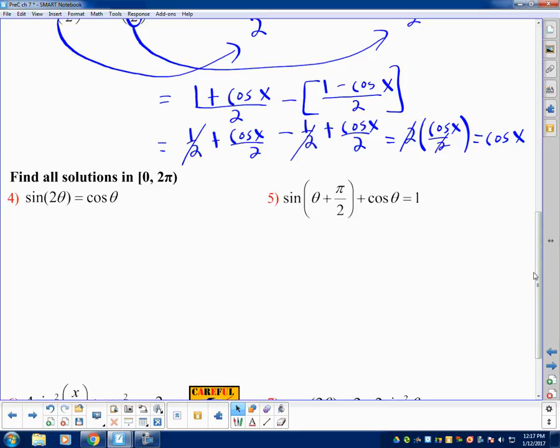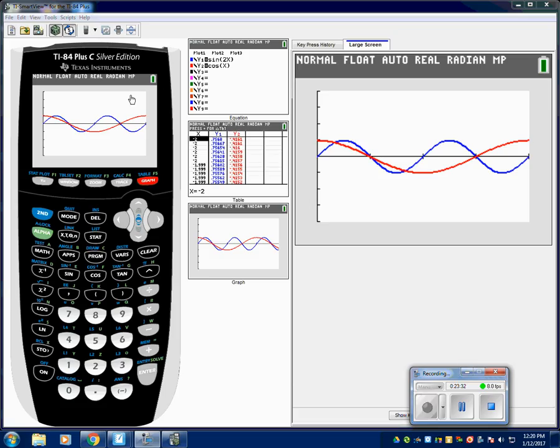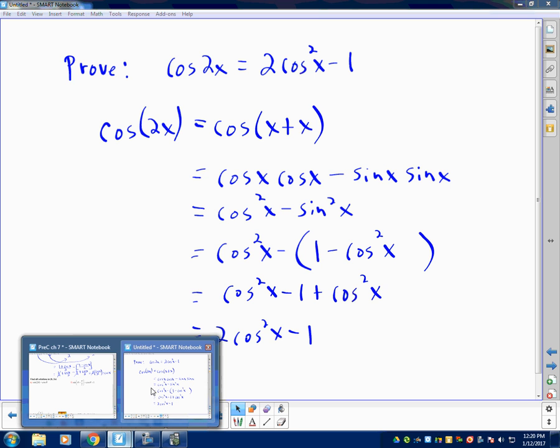All right. This is really starting to show you a little more of why we might need to know these: we're going to actually use these identities to rewrite and solve. So here's an example. Sine of 2 theta equals cosine of theta. We have this function, sine of 2 theta, and we have another function, cosine of theta. Let me just show you on the calculator what I'm asking you to do here. We see on here that there are 1, 2, 3, 4 solutions to this equation between 0 and 2 pi. We're going to find them now using some algebra and trigonometry.